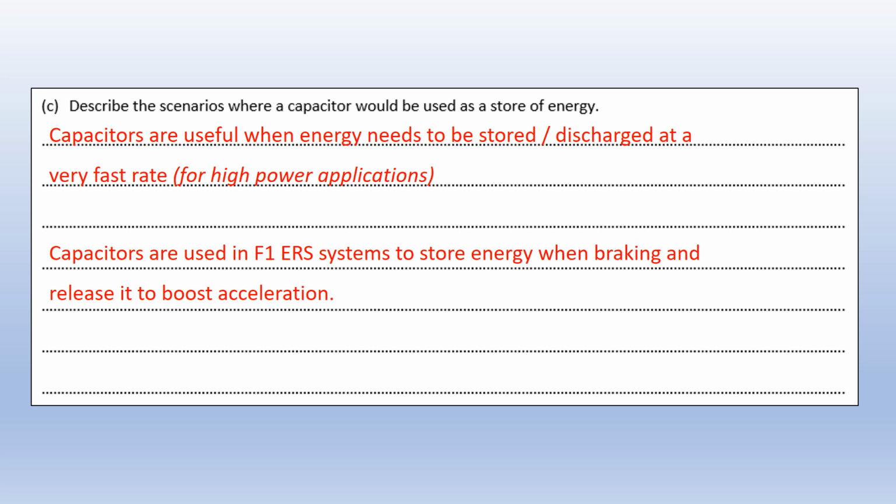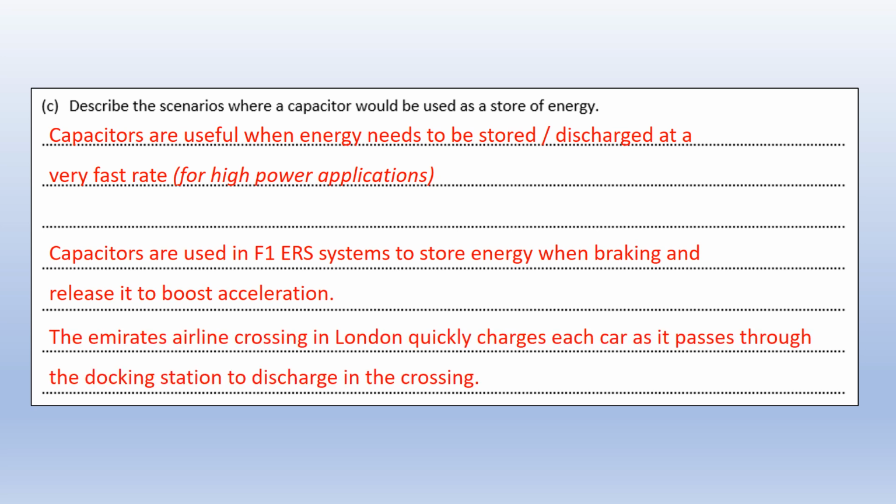One of the systems that use capacitors would be an ERS system, or an energy recovery system. They are quite commonly used in F1 cars, but normal cars have started using them as well. The other thing that's quite commonly used for that, which you might have come across, is the Emirates airline in London. Each cable car has its own battery, so it powers itself across the line, and it gets charged as it goes through the docking station. So that's another use for it. There are lots more, but those are just some examples.